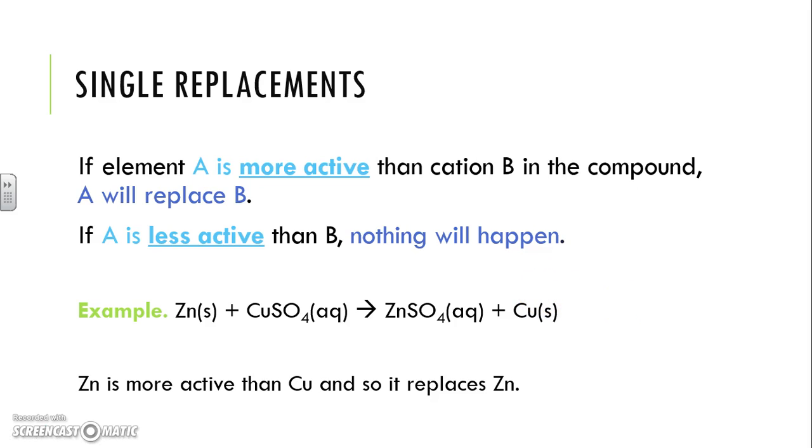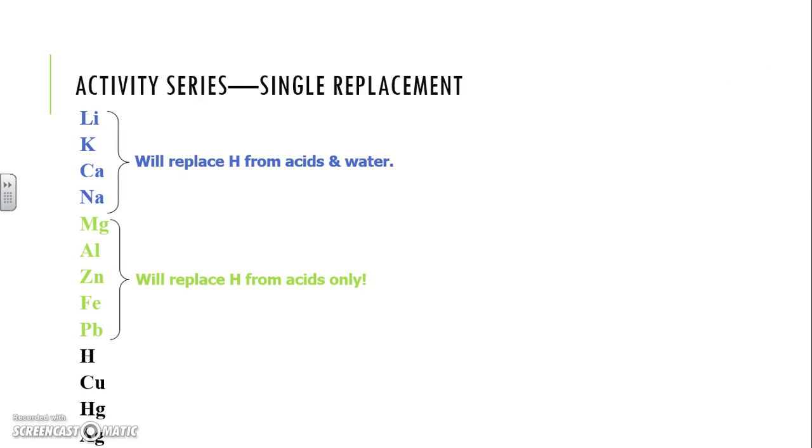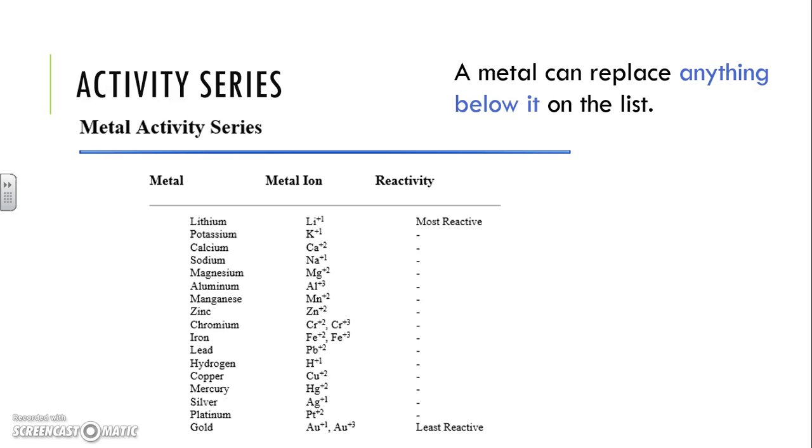It would be useful then, considering these reactions, to be able to predict how an element will react and to know if one element is more reactive than another element. To figure this out, we actually have something called the activity series, and a metal in the activity series can replace anything that is lower than itself on the list. So the most reactive things are lithium and potassium, and they can replace anything below them, such as chromium or iron or lead. And I will give you a copy of this list for you to use when you're solving problems in class.